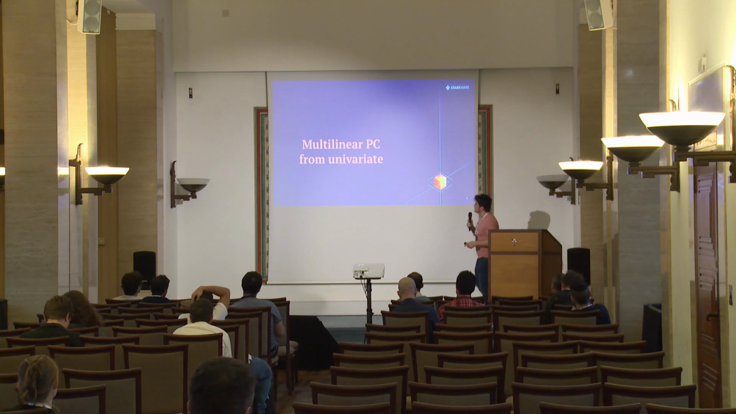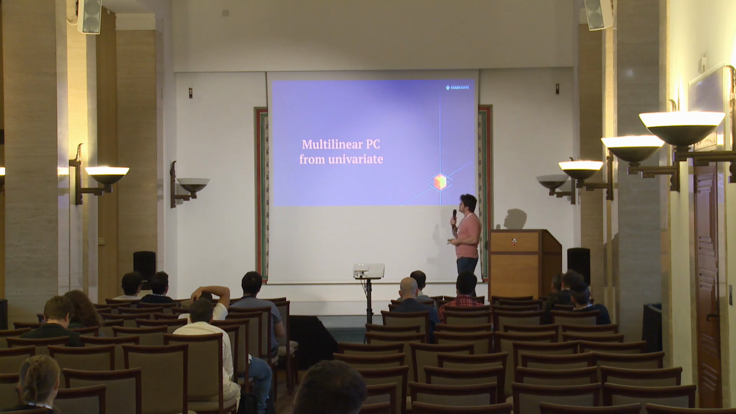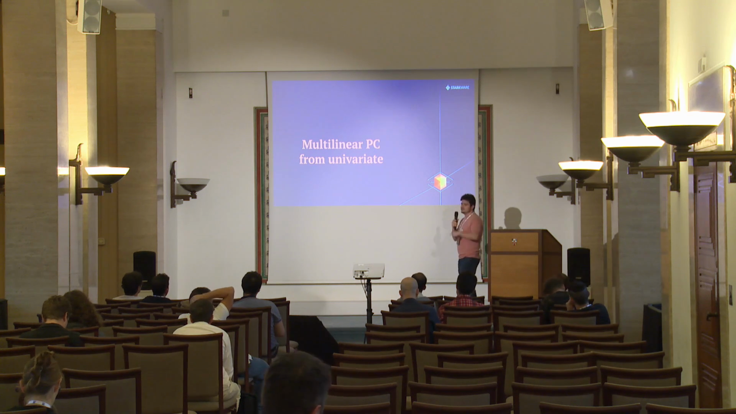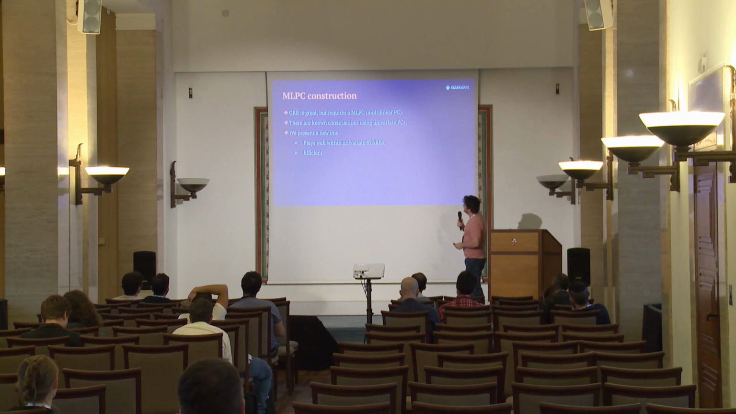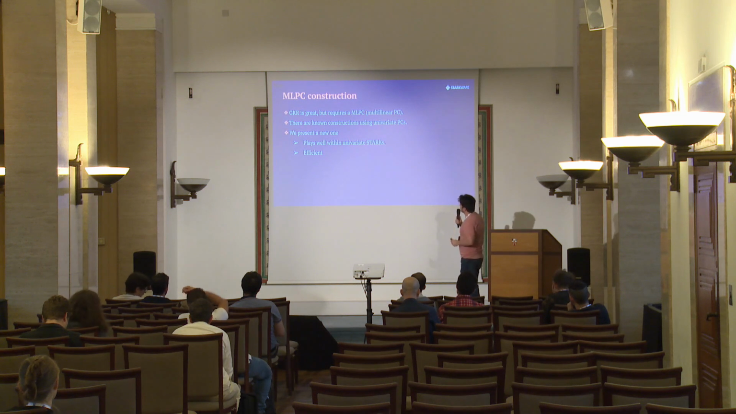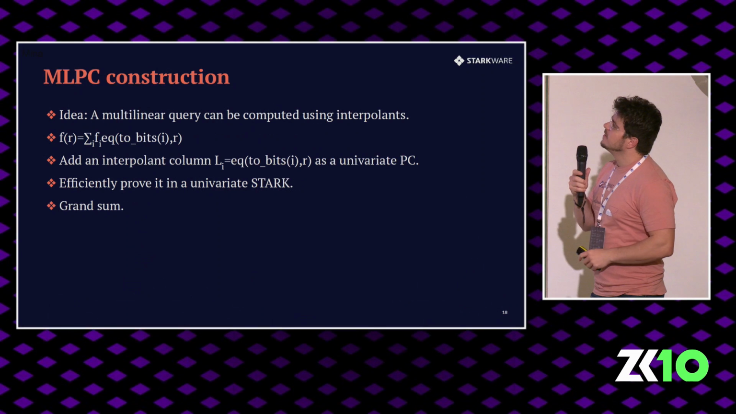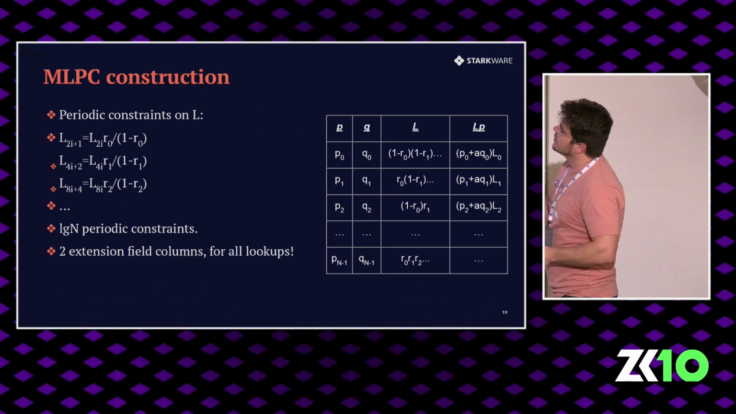I don't have a lot of time. Maybe I'll skim through it, but this is a way to compute the multilinear polynomial commitment scheme in a univariate case. GKR is great, but requires a multilinear polynomial commitment. There are known constructions to prove a multilinear commitment over univariate, and this is just another one. It plays well if you're doing a lot of lookups and univariate STARKs. So, how does this look?